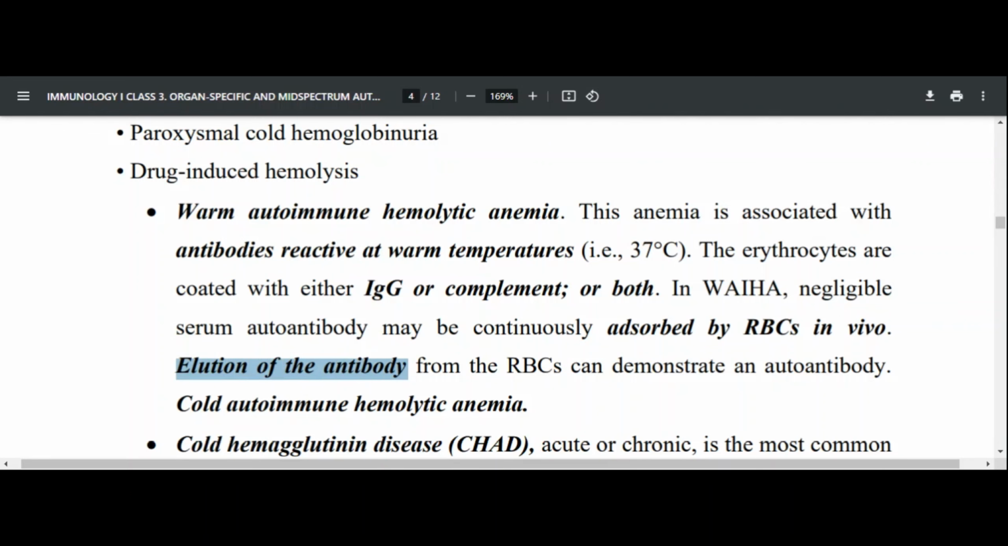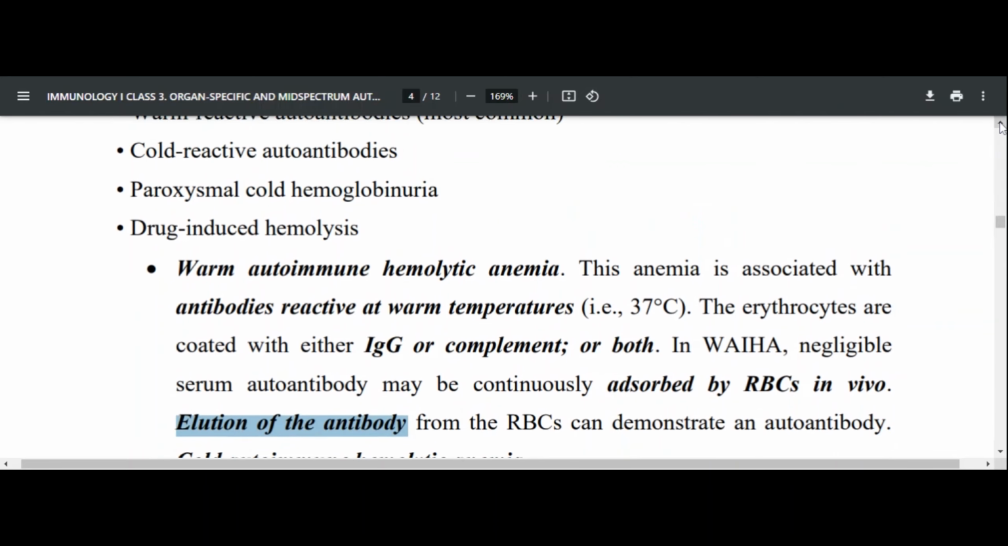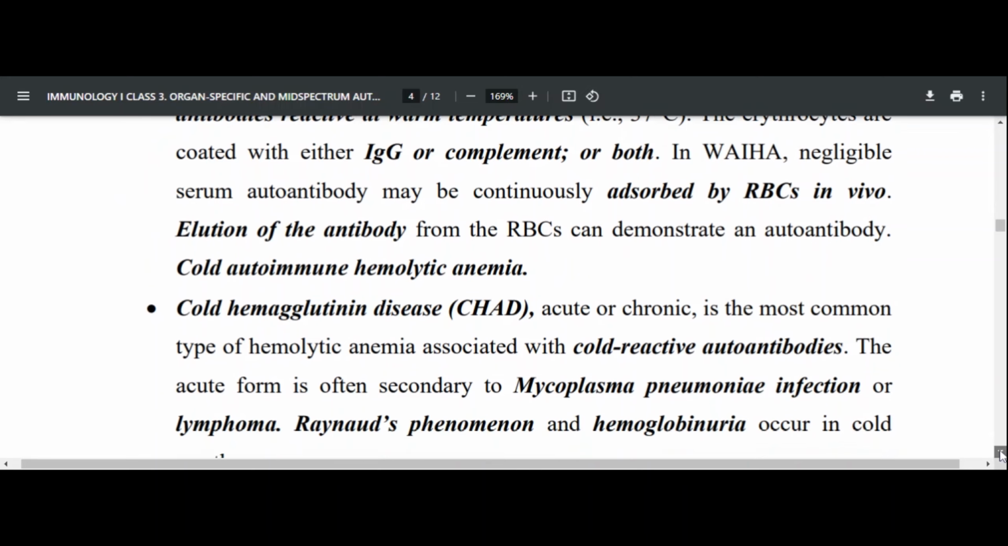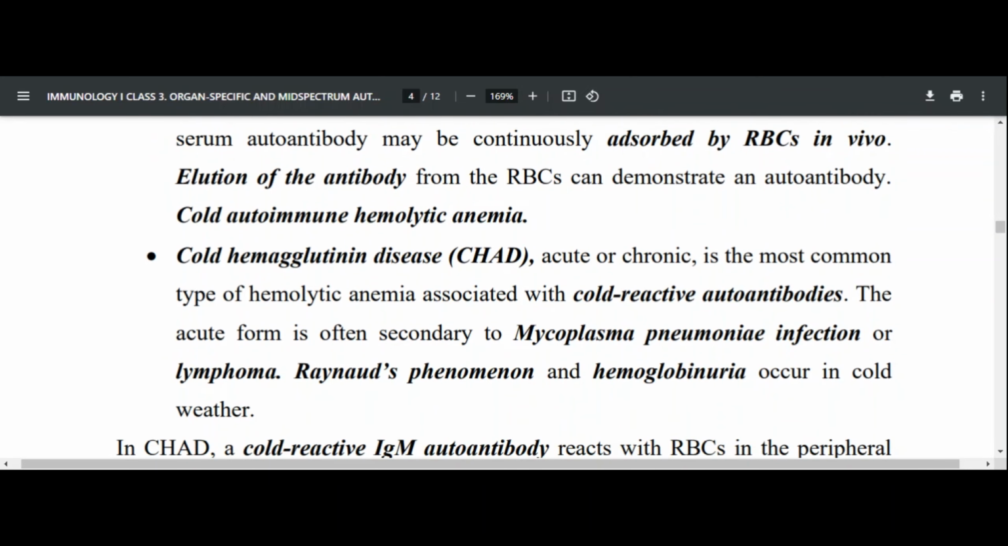We also have cold reactive autoimmune hemolytic anemia, with cold reactive autoantibodies. It is also called cold hemagglutinin disease, which can be acute or chronic, and is the most common type of hemolytic anemia associated with cold reactive autoantibodies. The acute form is sometimes secondary to mycoplasma pneumonia infection or sometimes lymphoma. Raynaud's phenomenon and hemoglobinuria will also occur in this condition in cold weather.